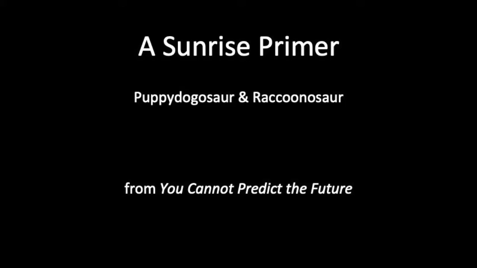A sunrise primer. The sunrise problem, as originally described by Richard Price and Pierre-Simon Laplace, asks how one should convert analysis of the past into predictions about the future, or more specifically, how one should convert the number of past observations into certainties or probabilities about future observations.